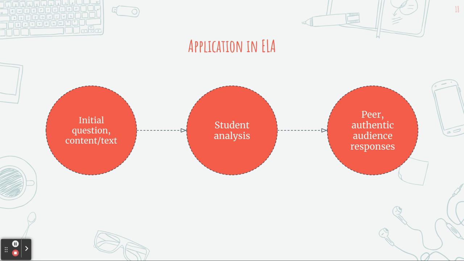I would start with an initial question, content, or text as a post under a page, collect student analysis through responses in comments, and then facilitate further peer and authentic audience responses. This can be within and outside of your classroom, which is one of the unique ideas of WordPress, that you can stimulate a conversation with your students that also reaches a broader audience and can open up learning to experiences that aren't within your site to expand learning and really add depth.